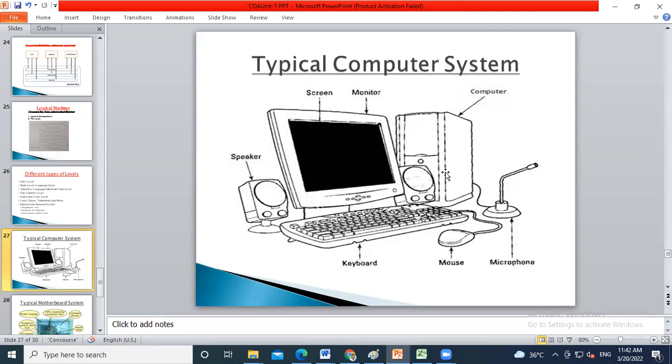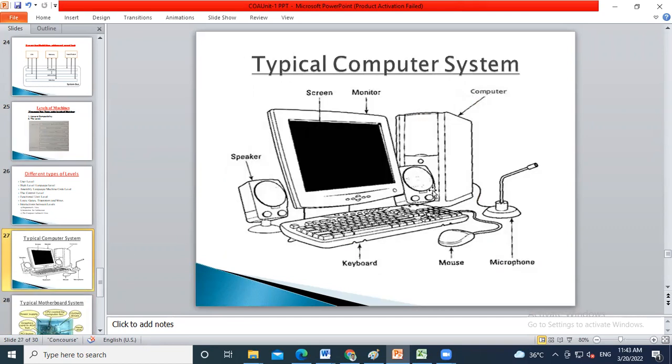The typical computer systems are nothing but whatever you use daily in the labs. All are typical computer systems with the same structure, but they use new, very high configurations as per the current trend in the market. So in this typical computer system, you know the monitor, keyboard, mouse, speaker and microphone. But in the PC, this is the CPU, the central processing unit. What components are inside it? I will show you in the next slide.